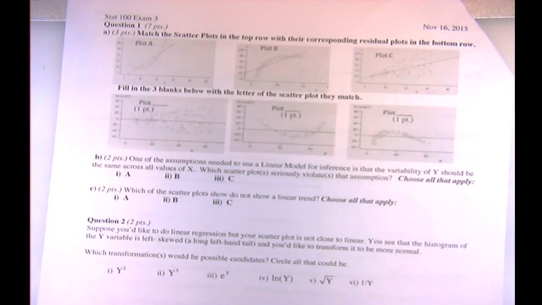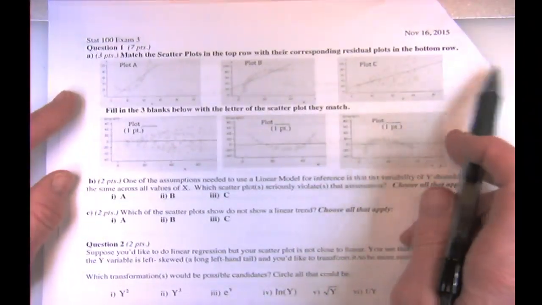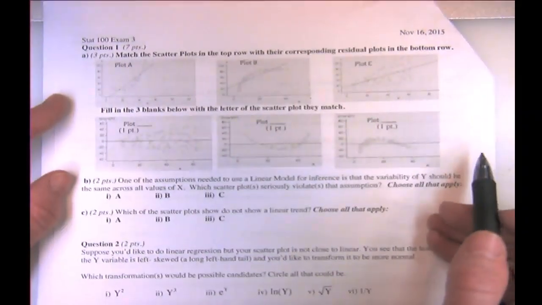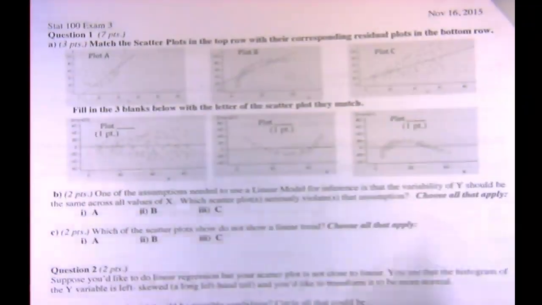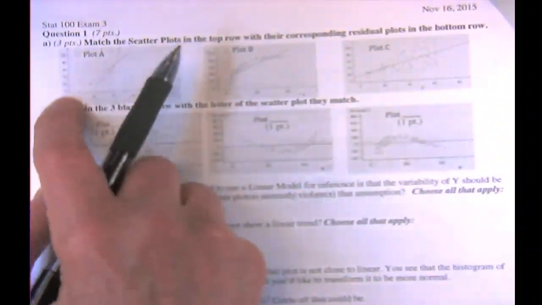Okay, so let's look at this. And this first question is almost too easy. Don't be insulted if you see a too easy question. So match the scatter plots in the top row with their corresponding residual plots in the bottom row. This is almost too easy. You might think there's a trick to it. There's not. The residual here is just the errors in y, and here's your y variable.